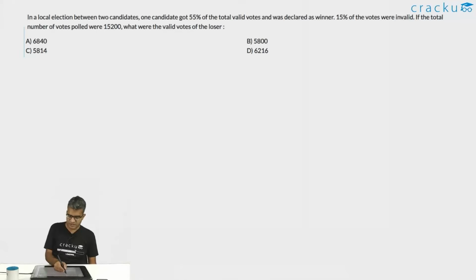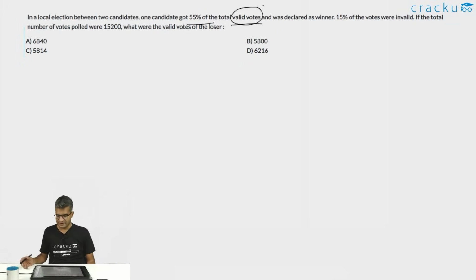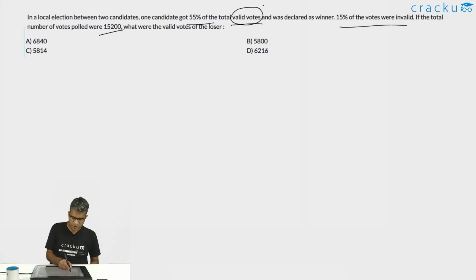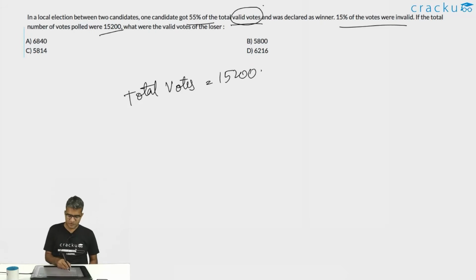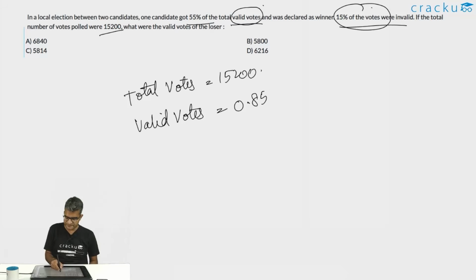In this question, we are told that one candidate got 55% of the total valid votes and he was declared the winner. 15% of the votes were invalid. The total votes cast were 15,200. This is the total votes. Out of this, the valid votes are 85% of it because 15% are invalid. So this is 0.85 into 15,200.